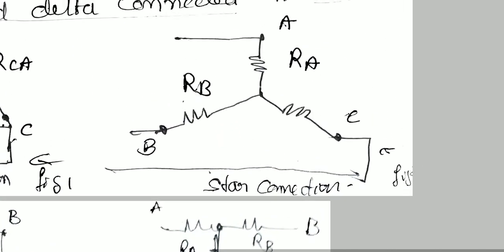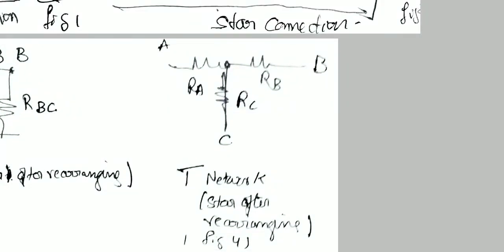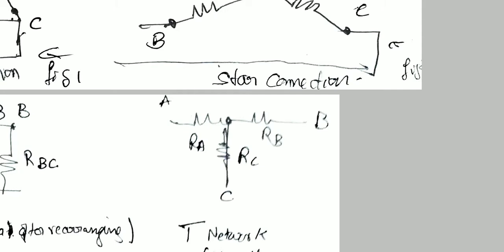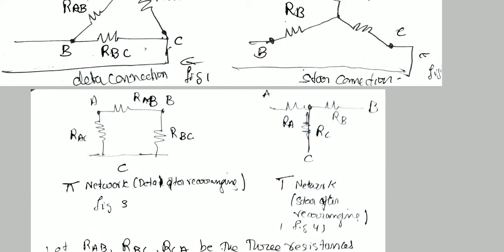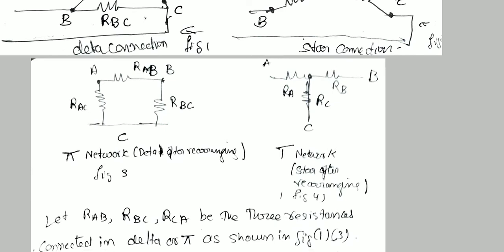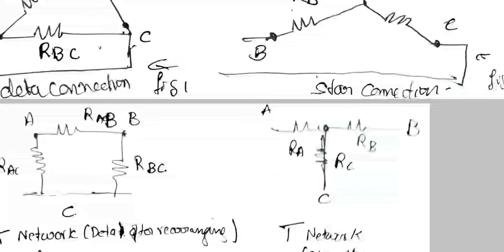This star connection can also be drawn in the form of the letter T, so it can also be called a T network. It can also be rearranged to show it as a Y, so this network is also called a Y network. Three names are there for the star network: star, Y and T. And for this triangle, delta and pi, these are the three names for our pi network.